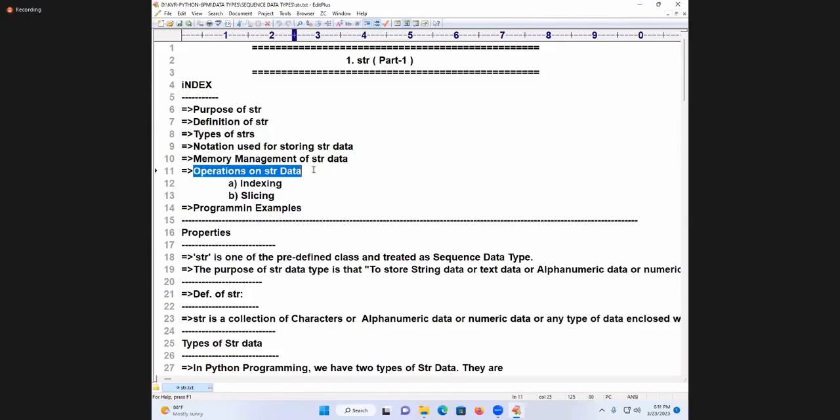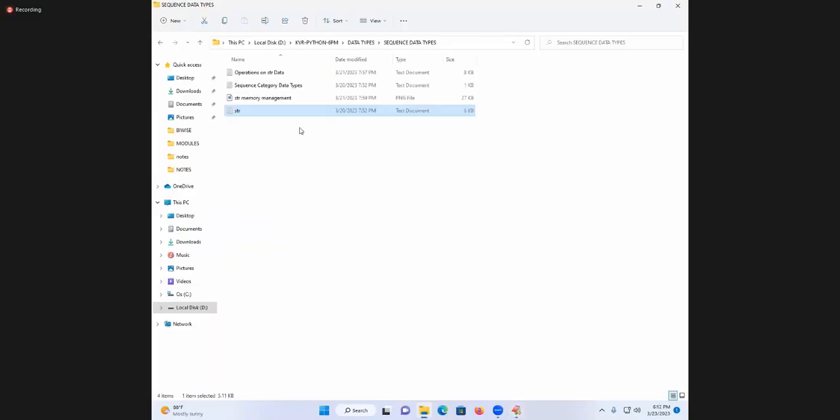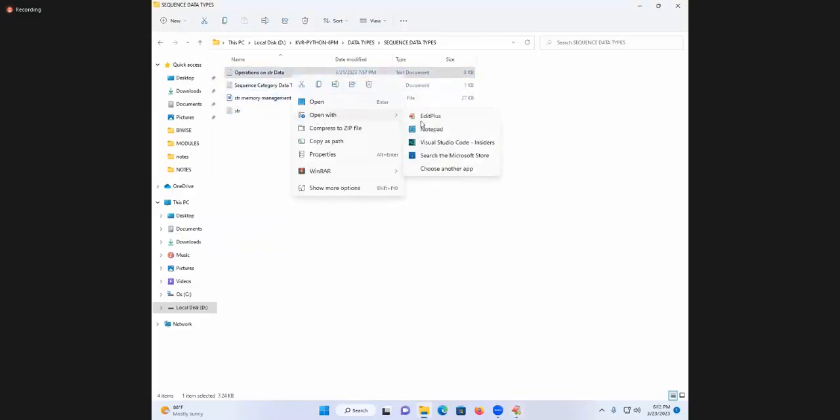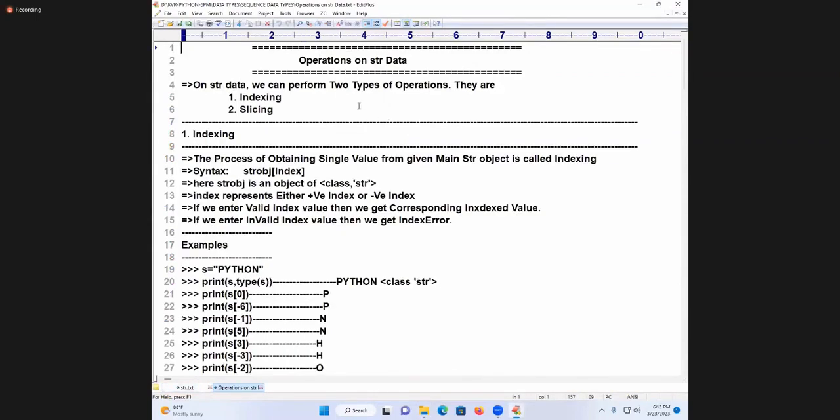And we are in the discussion of what? Operations on STR data. How many operations can you perform? Two types: one is indexing, the other is slicing. So last class, we started with the most important formulas. Operations on STR data: indexing and slicing.